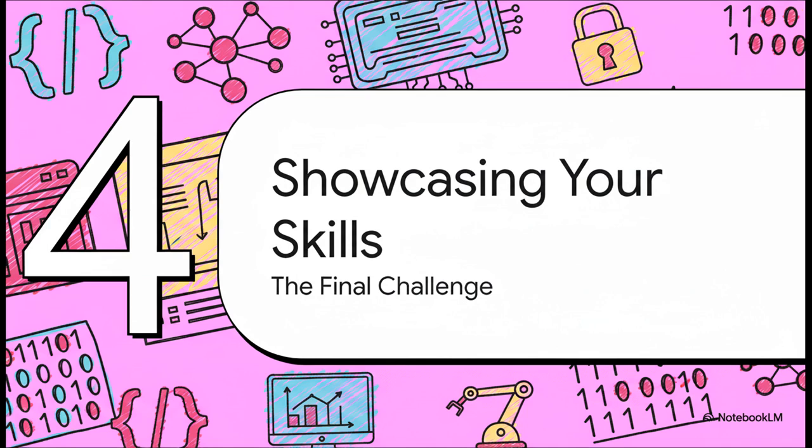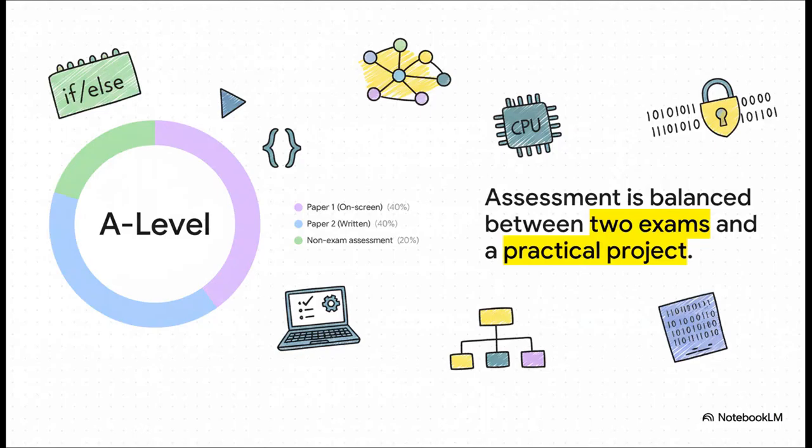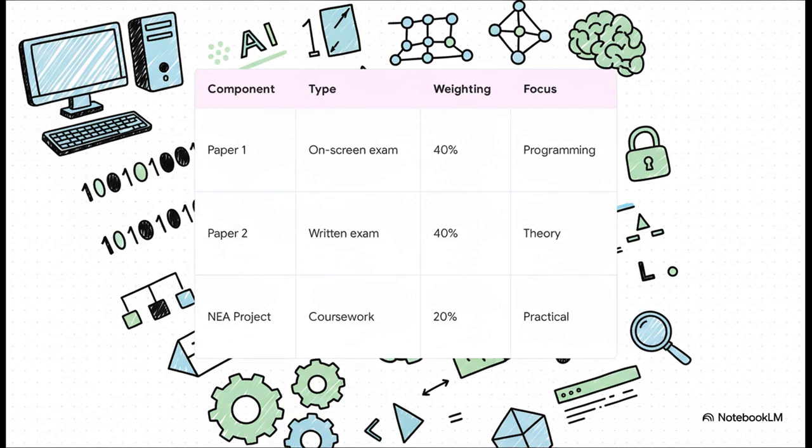So, the final part of our tour. How do you prove you've mastered all this? Well, don't think of it as just an exam. Think of it as your final challenge, a chance to really showcase everything you've learned. The way it's graded is broken down into 3 main parts. You've got 2 exams, and they're each worth 40% of the grade. Then, a practical project makes up the final 20%. The whole assessment strikes a perfect balance between practical skills and theory.